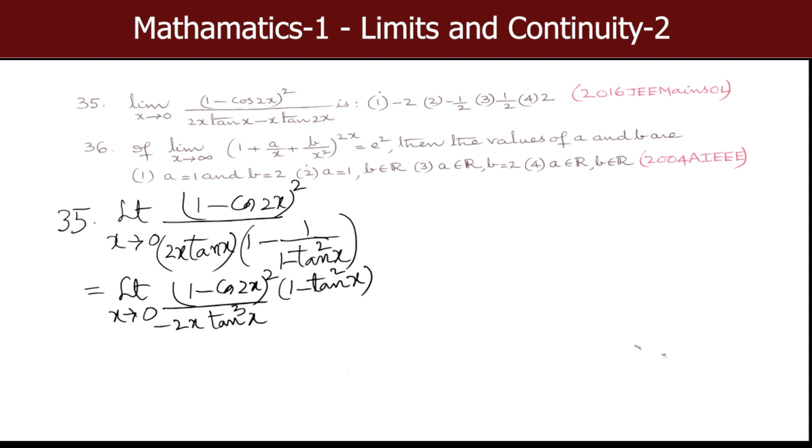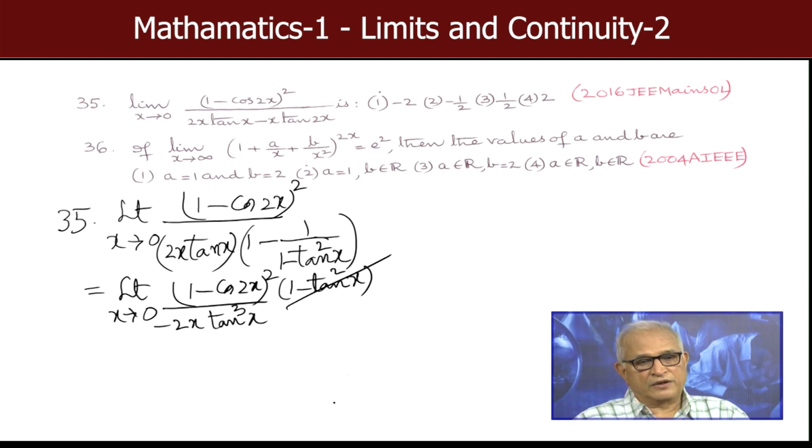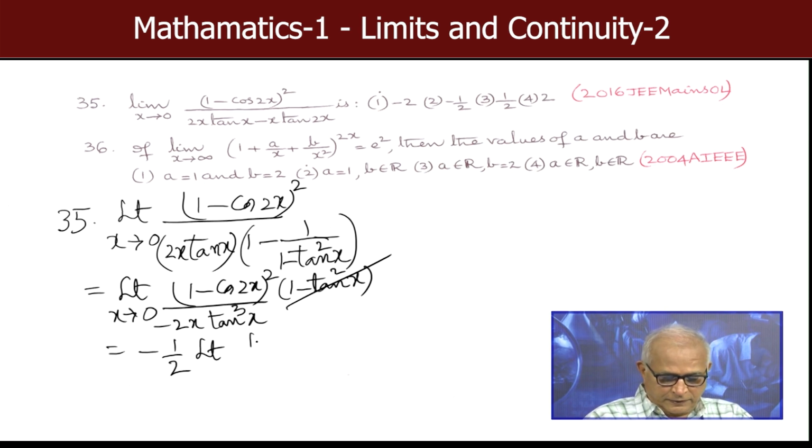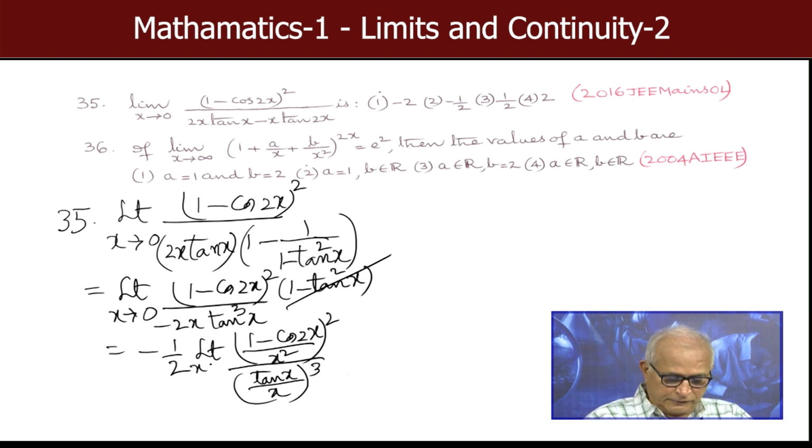I am writing all the steps here. Now, as x tends to 0, 1 minus tan squared x has a limit 1. So, you can ignore that factor. Now, divide numerator and denominator by x power 4 because of the presence of tan cubed x and x here. So, minus 1 by 2 times 1 minus cos 2x by x square whole square, by tan x by x whole square, the limit as x tends to 0.